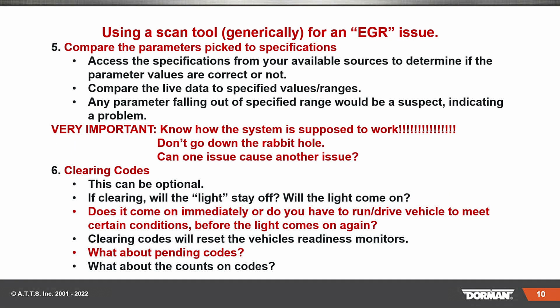Okay, so now compare the parameters to the specification. Access the specs from your available sources, wherever you can get them, because you want to know, are the values correct or not? That's the secret too. You don't want to be asking, what am I looking at? I don't have an idea. But if you have something next to you that says this value is not what's supposed to be there, that'll get you even closer to figuring out what's going on. That's what we call comparing the live data to specified values and ranges. Any parameter falling out of spec is considered a suspect, possibly indicating a problem.